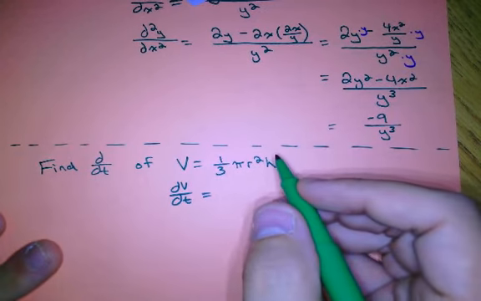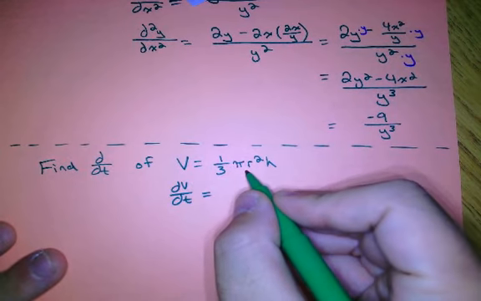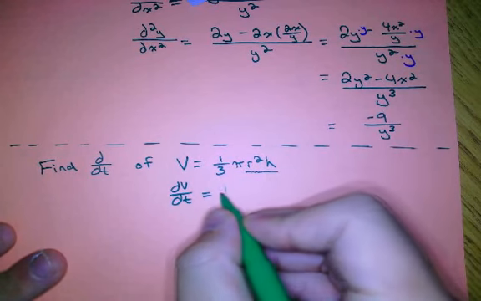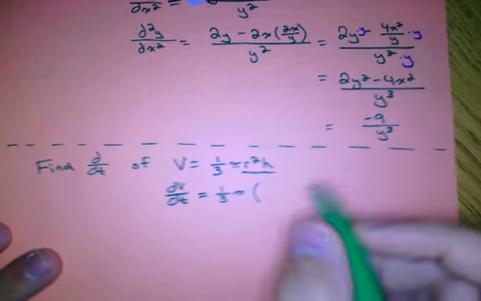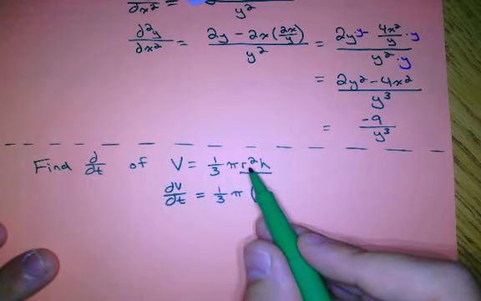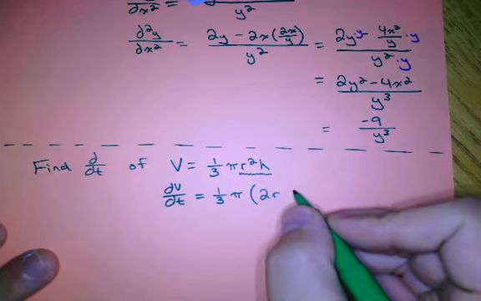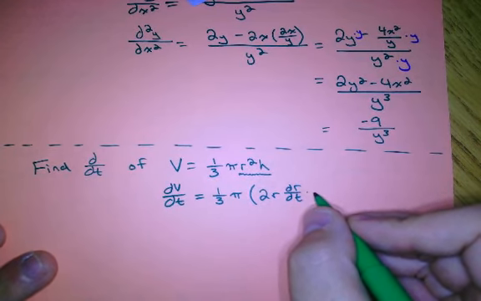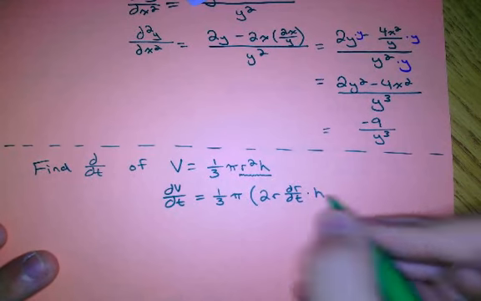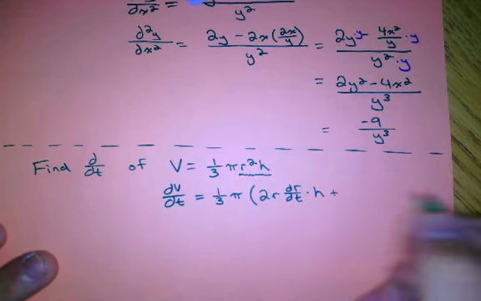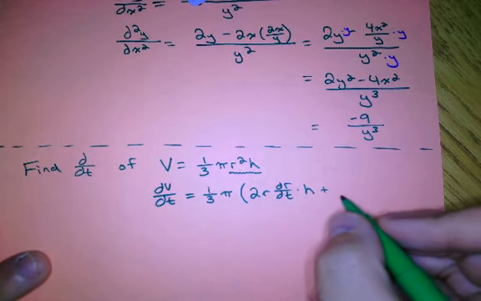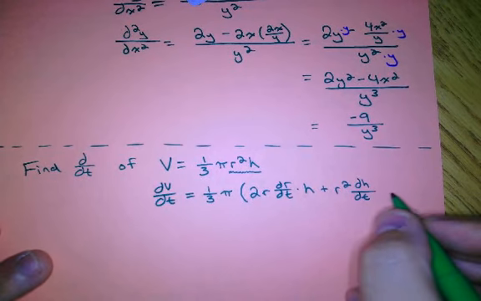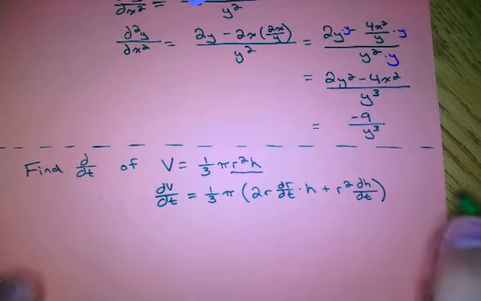Do you get this as product rule right there? Let's just keep this 1/3 pi by itself. Let's do the product rule inside this parentheses. What's the derivative of the first? dr over dt times h plus r squared... I'll kind of just leave it at that. I'm not going to simplify any further.